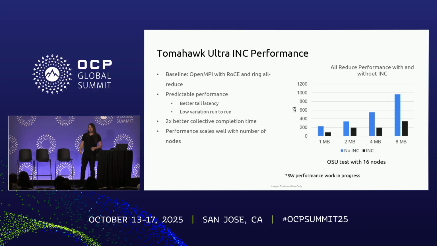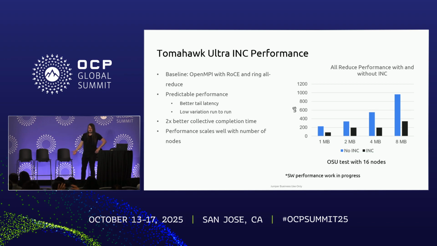Now, let's talk a bit about the performance that you get with Tomahawk Ultra. As a baseline, we've used OpenMPI with RoCE, and we're doing all reduce. So the point-to-point communication is done using the ring algorithm. And of course, we compare that to how all reduce performs when we offload it to TH Ultra. As you can see, we consistently get a 2x performance improvement all across the board.